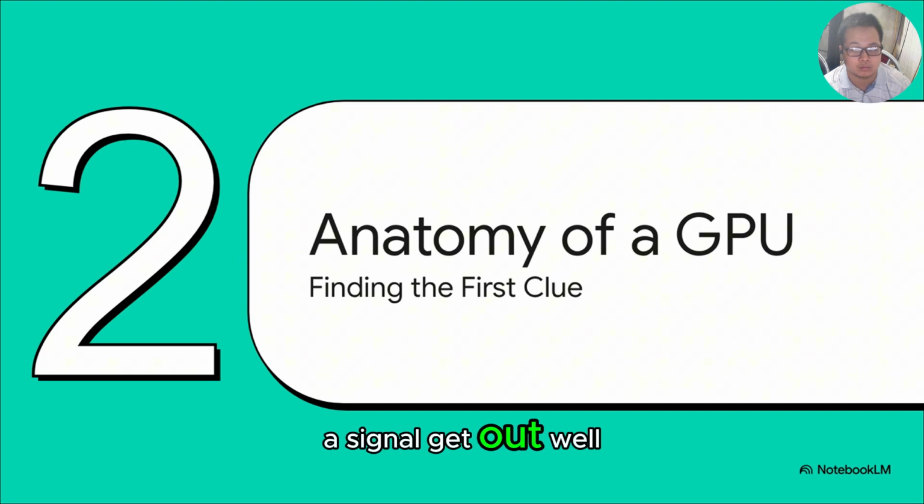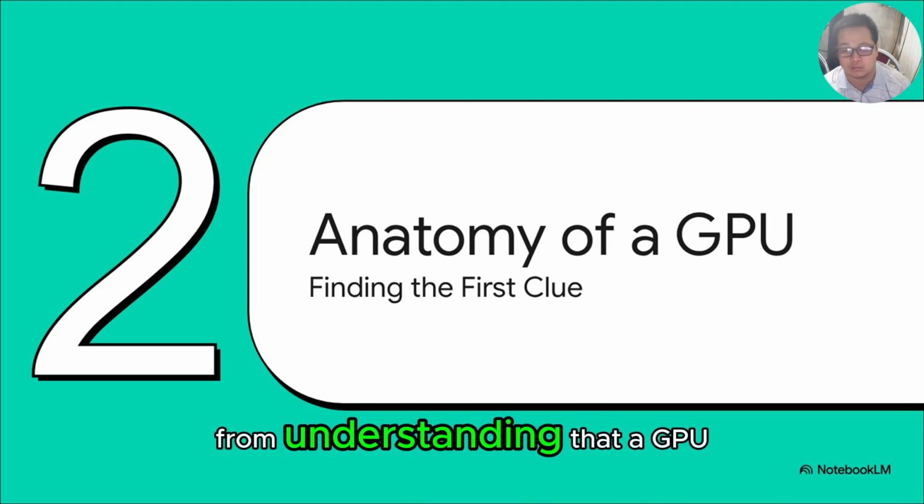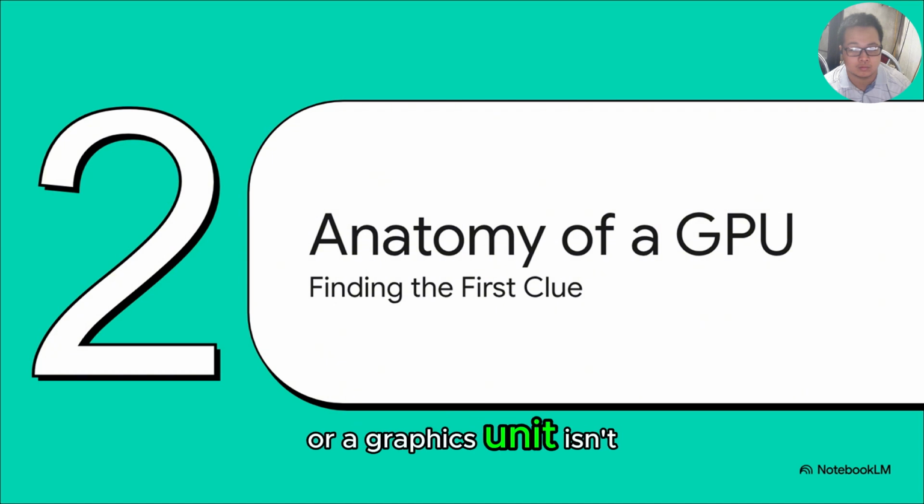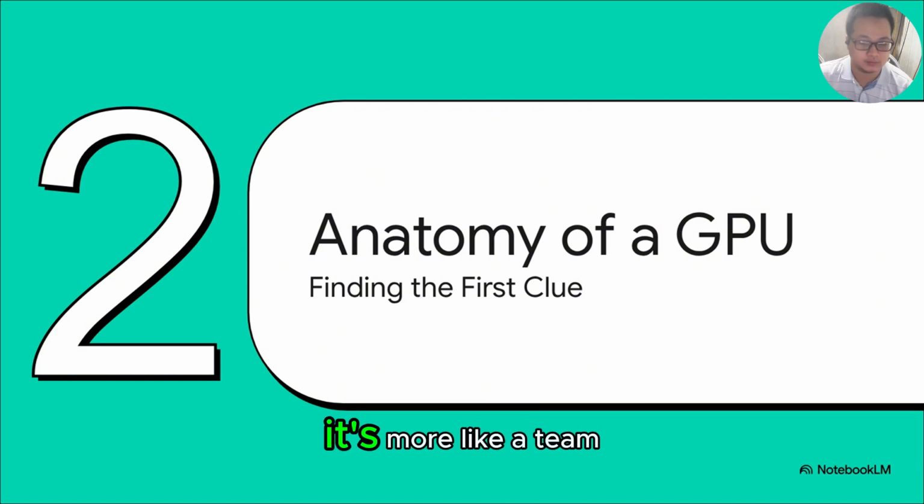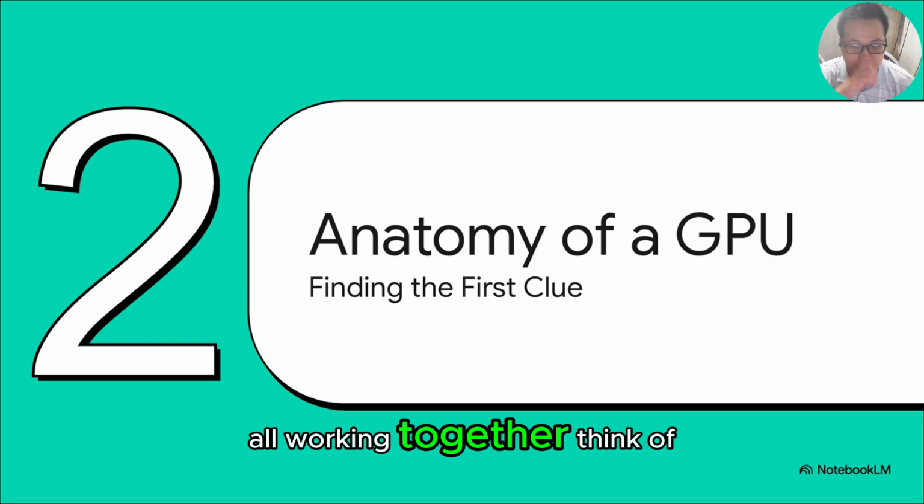So if the graphics are supposed to be broken and locked down, how in the world did a signal get out? Well, our first big clue comes from understanding that a GPU, or a graphics unit, isn't just one single thing. It's more like a team of specialists all working together.